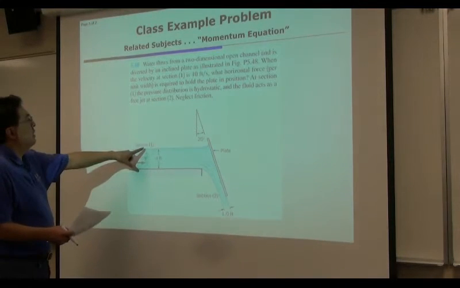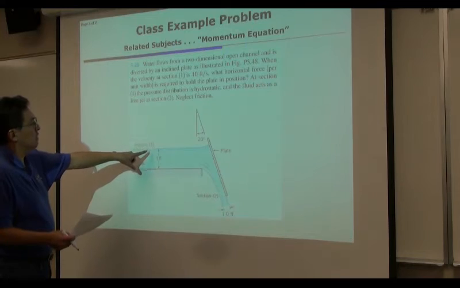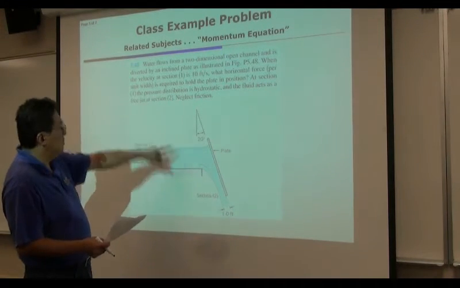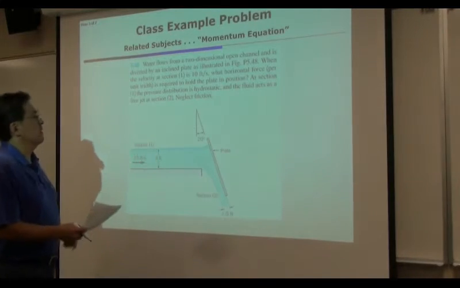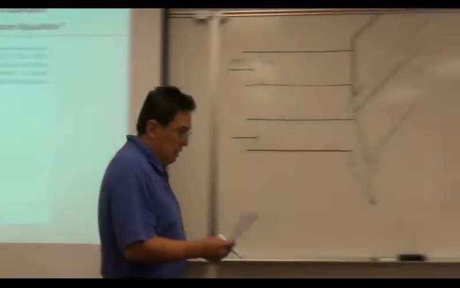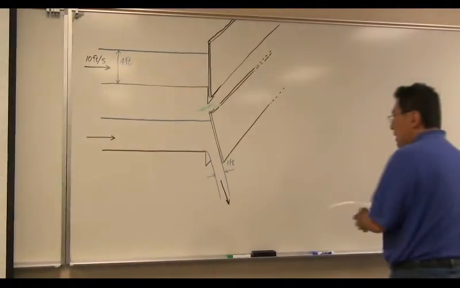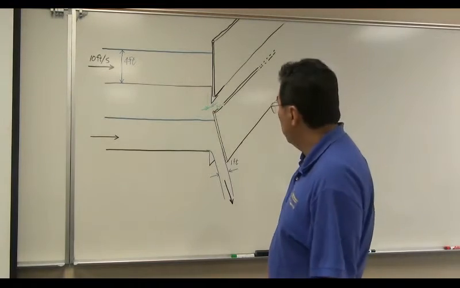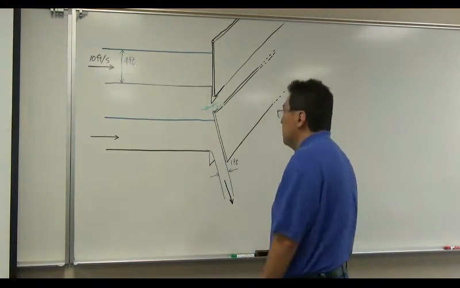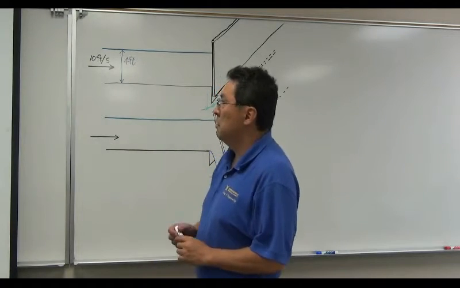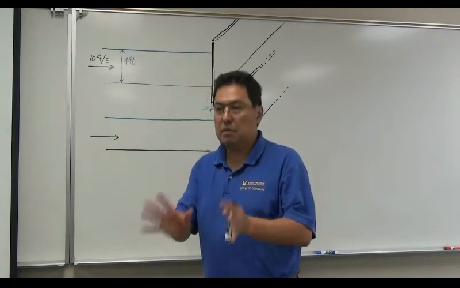At section 1, the pressure distribution is hydrostatic and the fluid acts as a free jet. At section 2, let's ignore friction. Okay, so this program requires some background information actually to begin with. Let's just consider, first of all, there is no such a thing called two-dimensional open channel. Open channel is always three-dimensional.